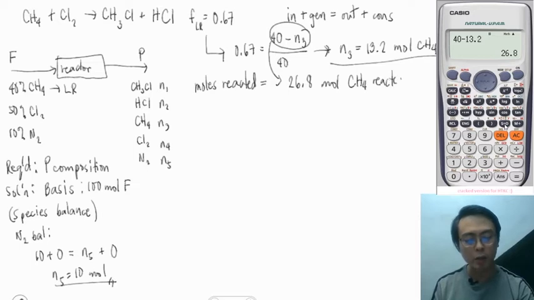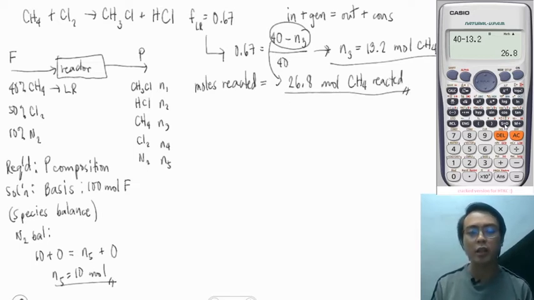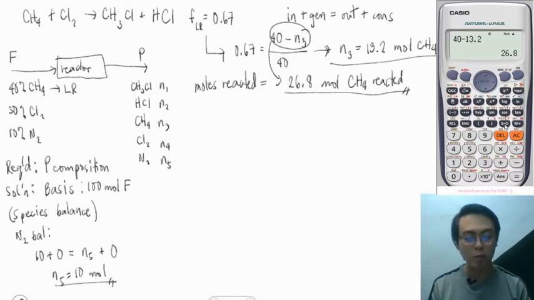This value of the number of moles of methane reacted will appear in all of the species balances of the reacting species. Because the number of moles of methane reacted would also be the number of moles of the product produced. No? We will just have to perform stoichiometry. So let me show you. If we perform the CH4 species balance, take a look at the equation above.